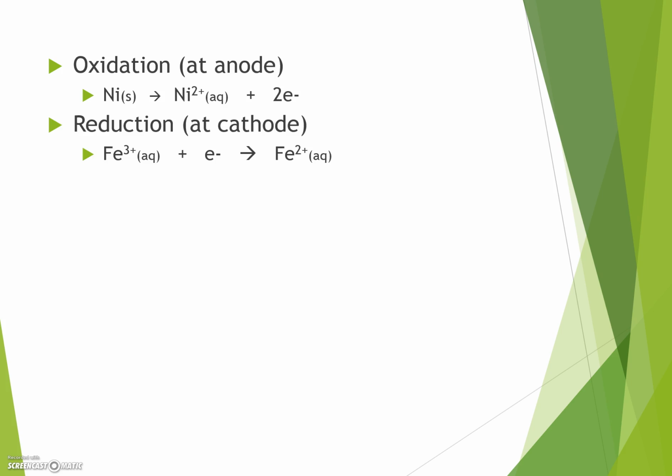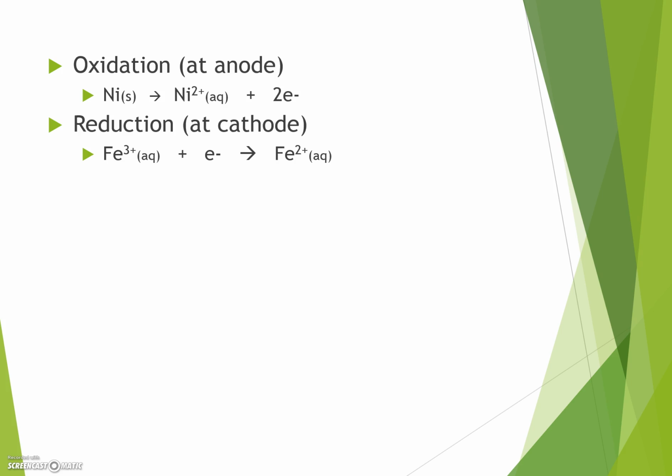So that means our iron 3 ions are the ones that are going to be reduced. So now we're going to want to add our two half reactions together to get our overall reaction for this redox reaction. But when we notice there are 2 electrons being lost in the oxidation and only 1 electron being gained in the reduction.